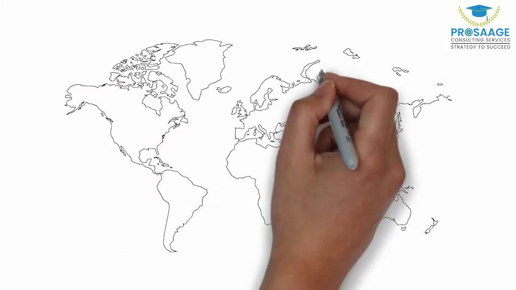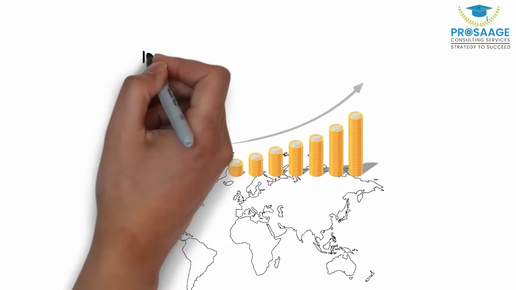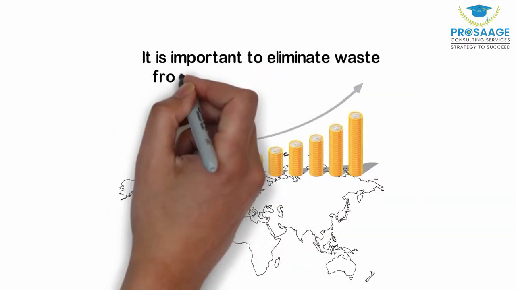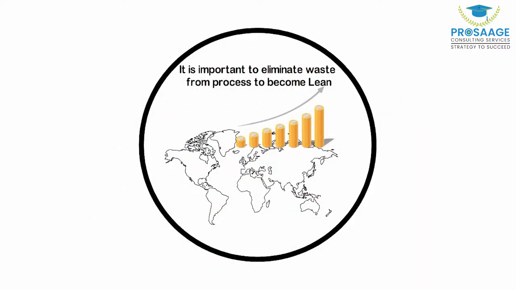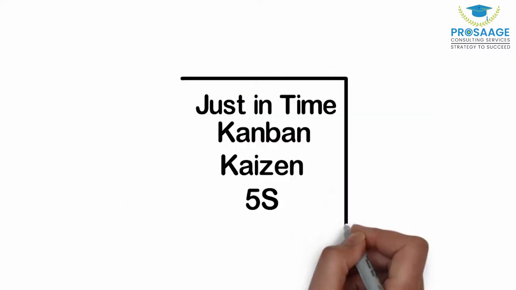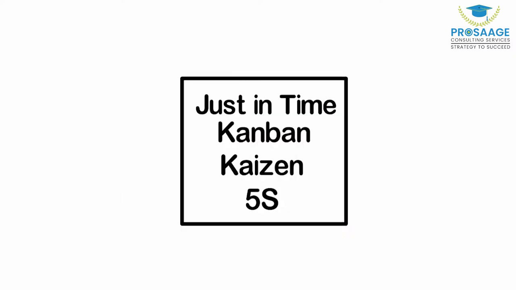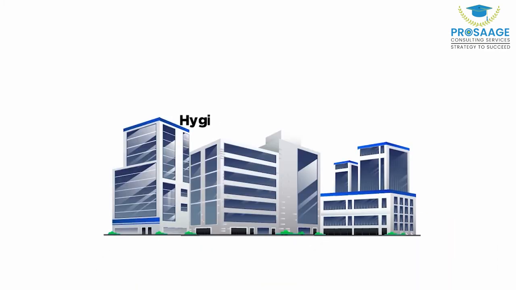In today's business world, there is tremendous pressure on revenue generation and reducing expenditure. It is important to eliminate waste from processes to become lean. Several lean methods are fairly well known, like just-in-time, Kanban, Kaizen, and 5S. Let us see how lean methods successfully saved the business of Hygiene Pharma.